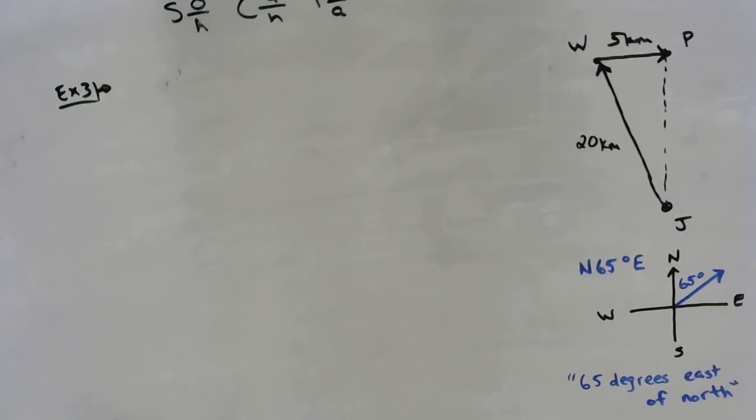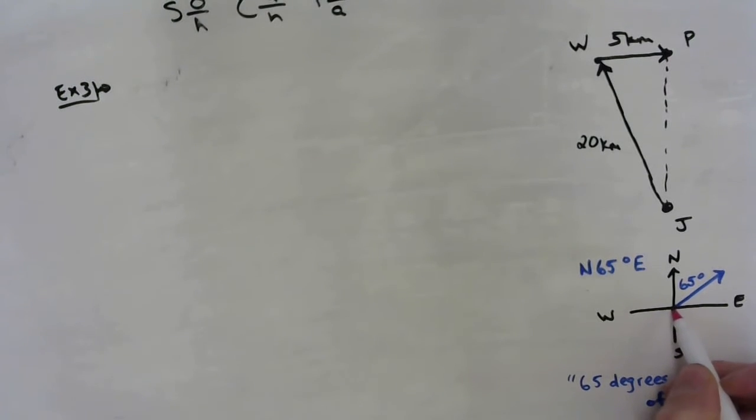Okay, so when it says bearings, it will give you the bearing something like this, and you're going to be heading, in this case, 65 degrees east of north. So you're pointing north, and then you turn 65 degrees toward the east. Okay?